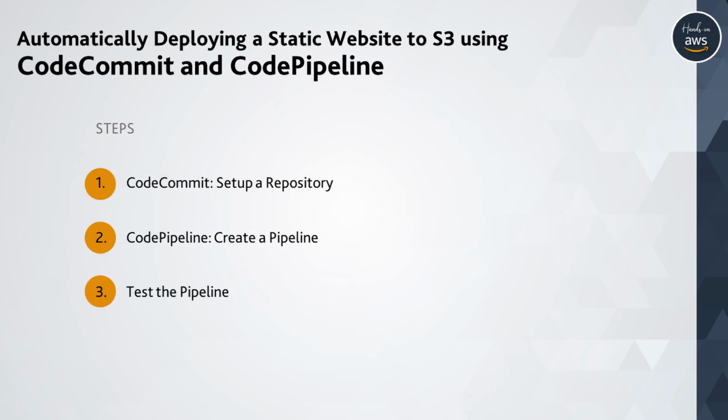AWS provides a bunch of tools like CodeCommit, CodeBuild, CodeDeploy, and CodePipeline to help in DevOps CI/CD automation. In this demo, we'll take a look at two of them. CodeCommit is a source code repository that we will set up in the first step, and CodePipeline is an automation tool for CI/CD.